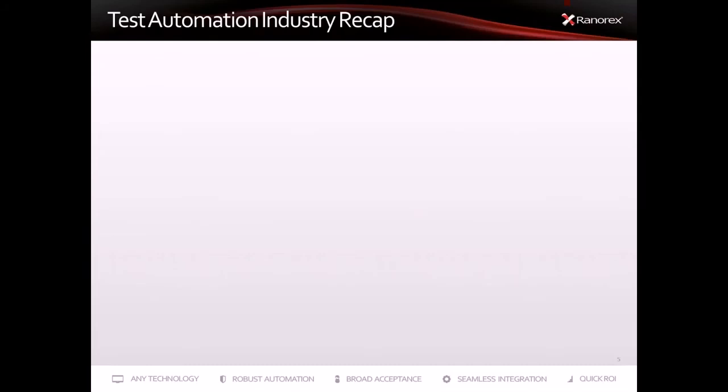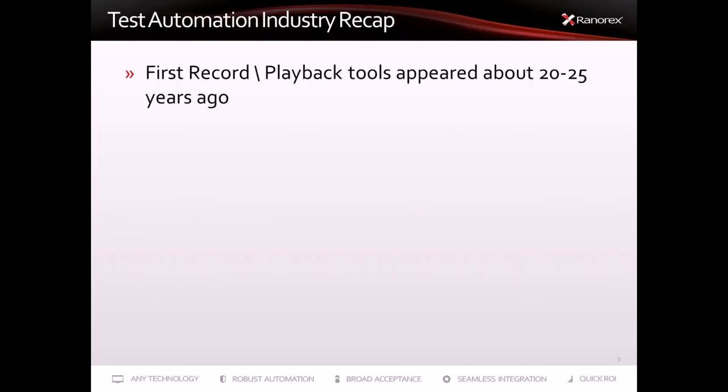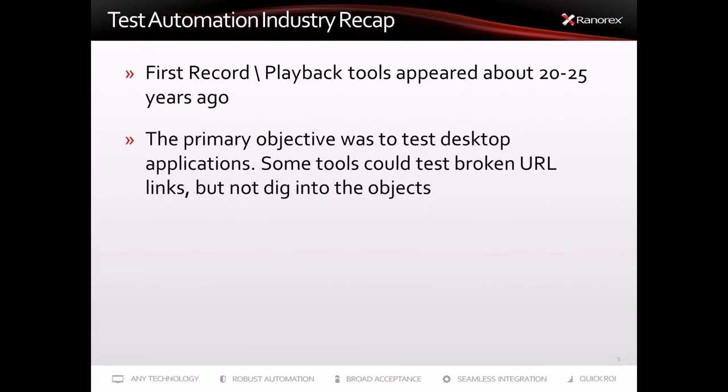Going into the industry recap, we saw that the first record and playback tools appeared about 20-25 years ago. There were primarily four big players in this market: Rational, Mercury, Segue, Empirix, and probably CompuWare as well. They focused on desktop applications because that was the only technology. Some tools could test broken URL links, but that was about it, not digging into any of the objects at all.